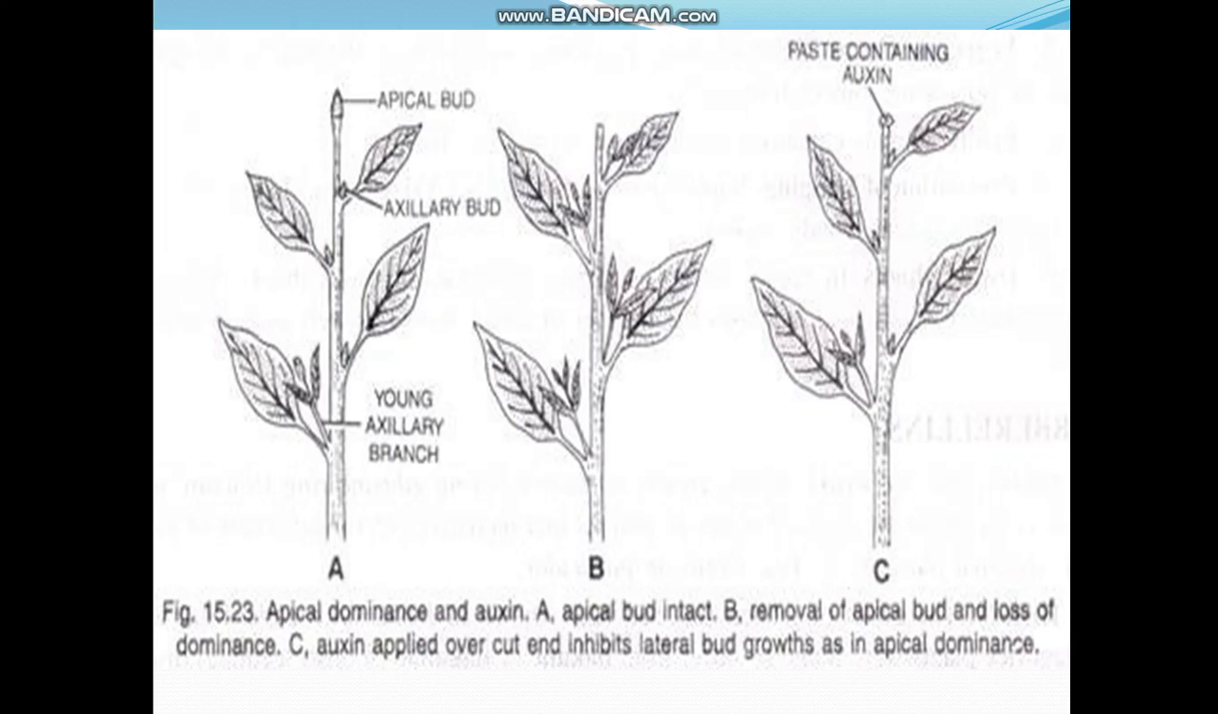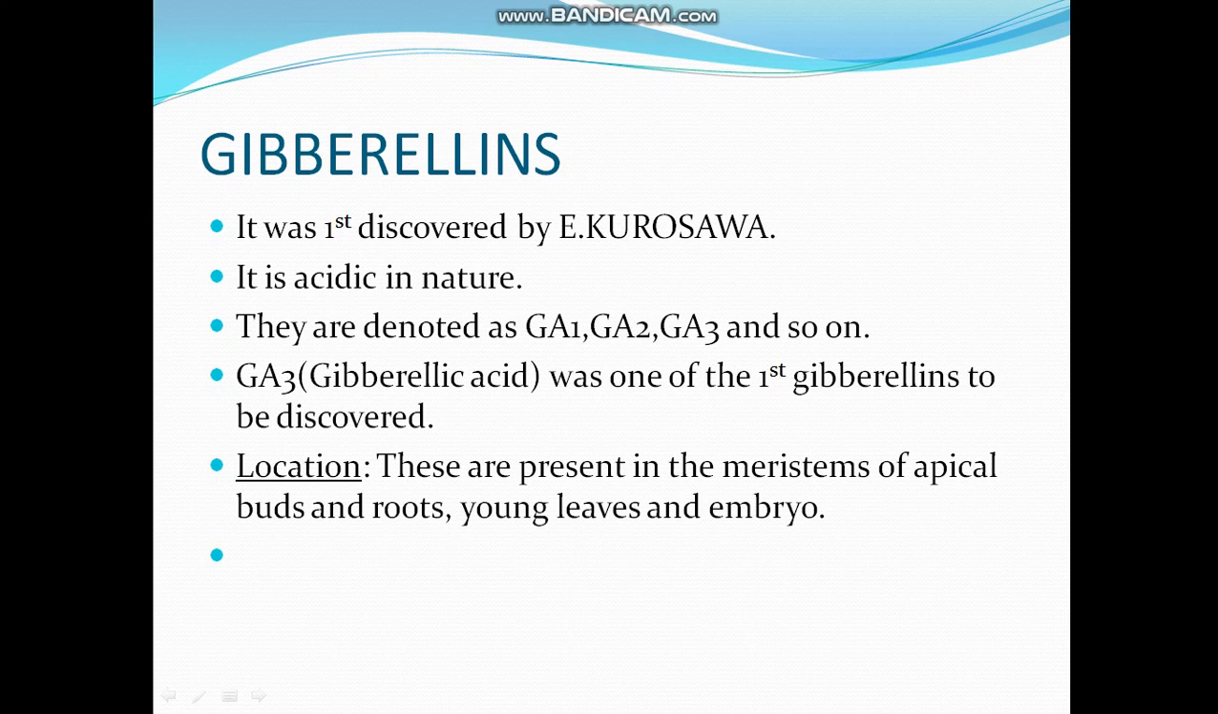Now here is a diagram. In this diagram A, you can see the apical dominance and the auxin. The parts shown are the apical bud, axillary bud and the young axillary bud. In B, the axillary bud is intact or the apical bud is intact, then removal of the apical bud and loss of dominance. And in C, the auxin applied over the cut end inhibits the lateral bud growth, which is called apical dominance.